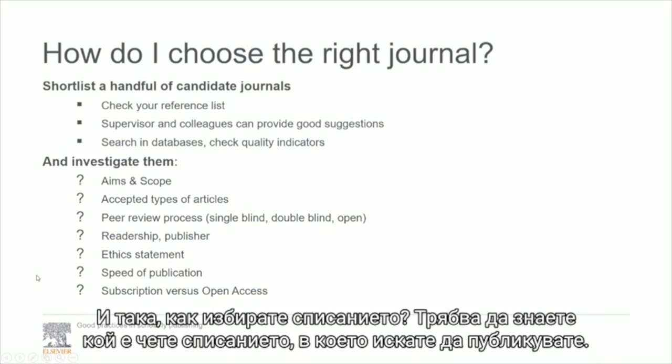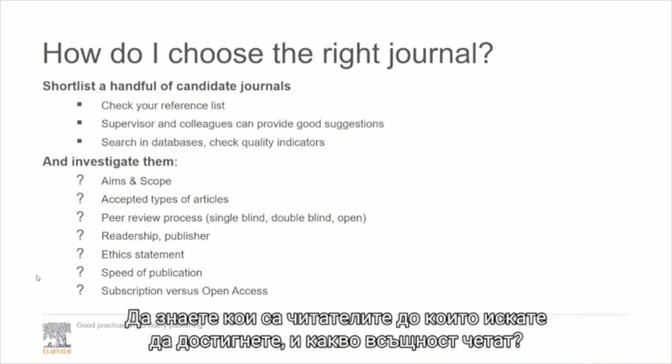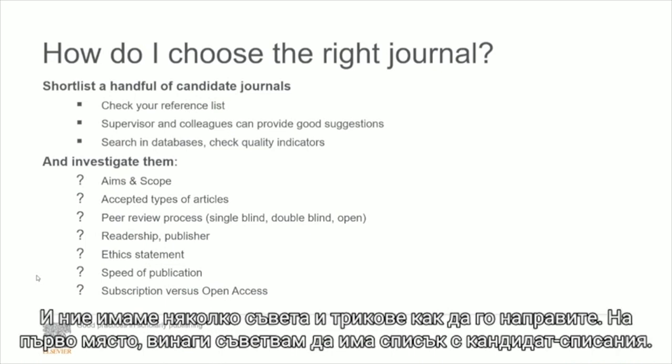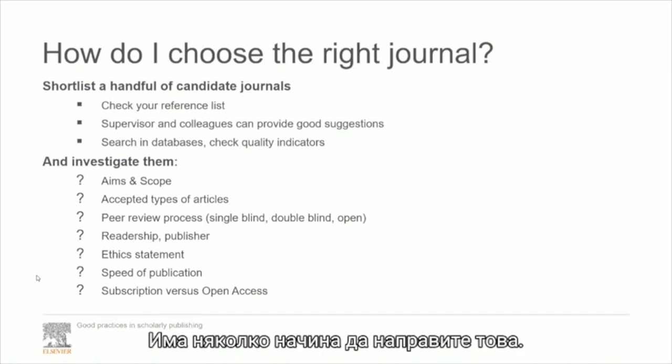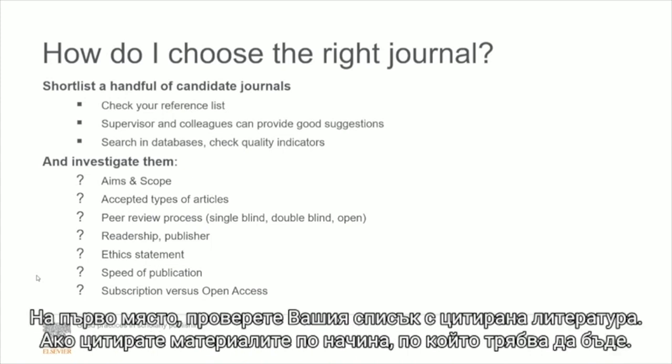And how do you choose the journal? So you have to think of who reads the journal in which I want to publish. I know who are the readers I want to reach, but what do they really read? And there are a few tips and tricks on how to do it. First of all, I always advise to have a short list of candidate journals. And there are a few ways to do it. I'm sorry. First of all, check your reference list.